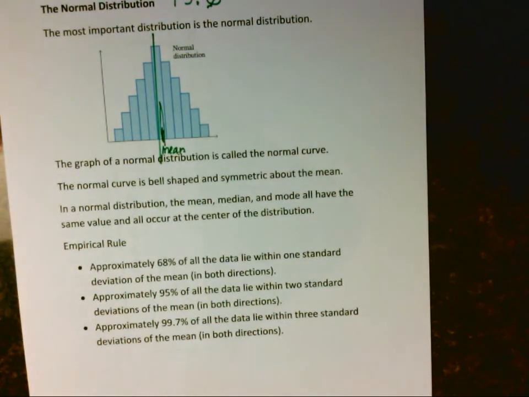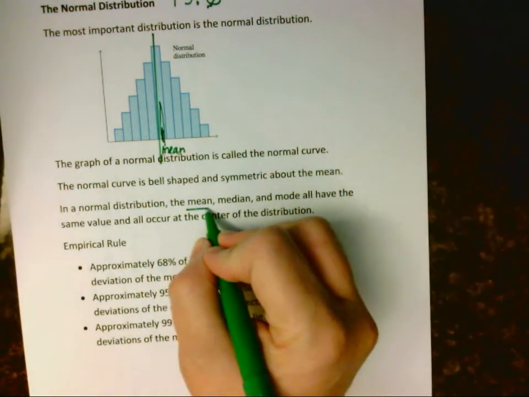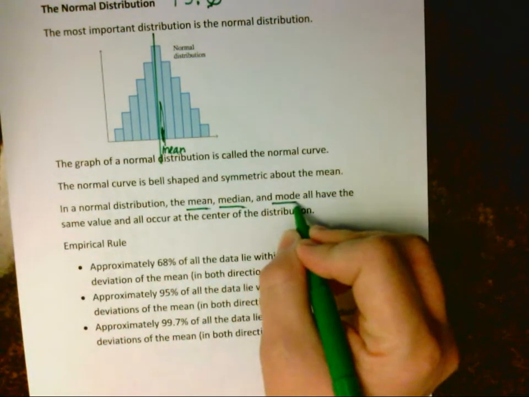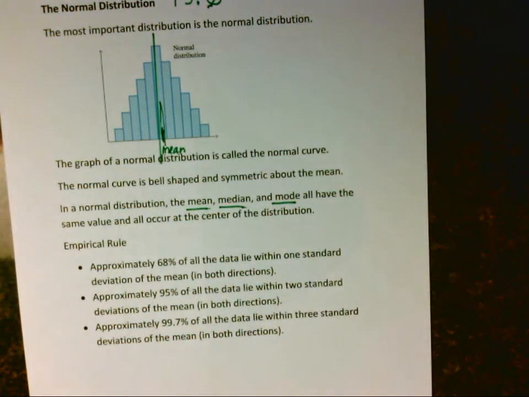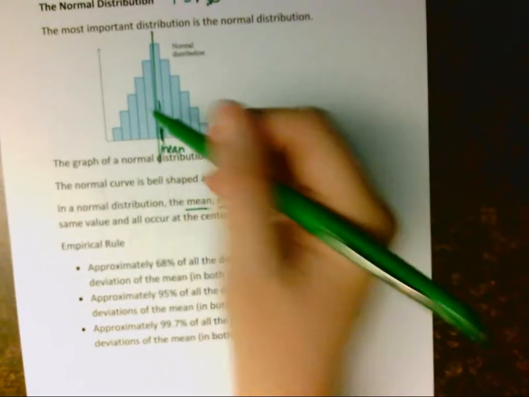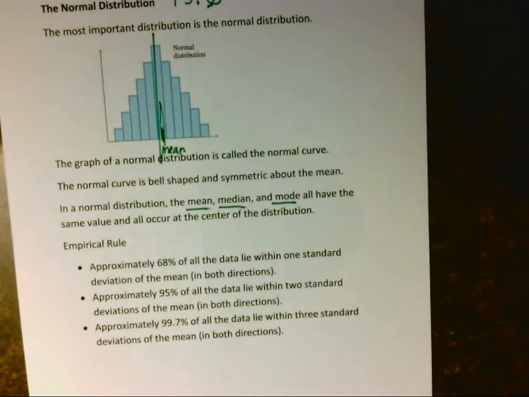In a normal distribution, this is important, the mean, the median, and the mode all have the same value, and they occur at the center of the distribution, physically in the center. Remember when we had skewed right or skewed left distributions, that was not the case. They were not the same number, and they landed in different places within the distribution.